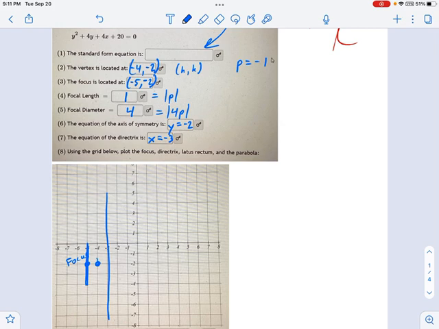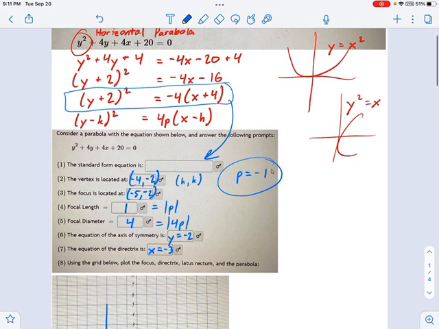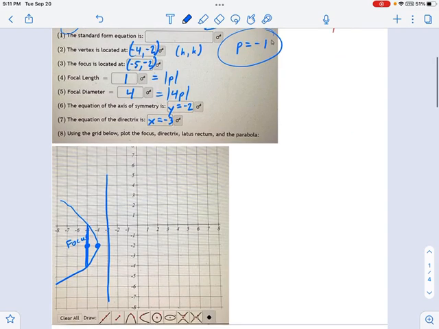So let's just draw this thing like so. Okay, it's going to hit the endpoints of the latus rectum like that, and there we go. That's our expertly drawn horizontal parabola. It's opening to the left, again, because p is negative. It's horizontal, again, because y squared, and that's that.